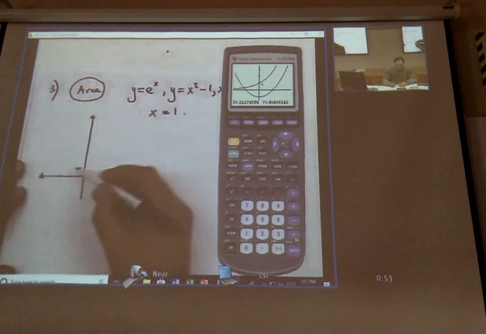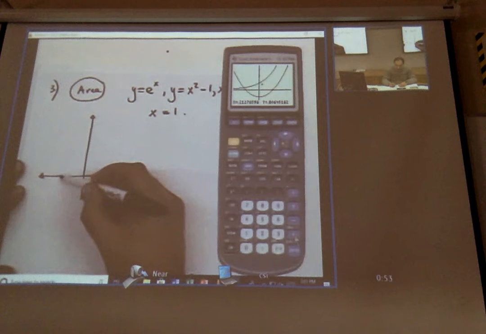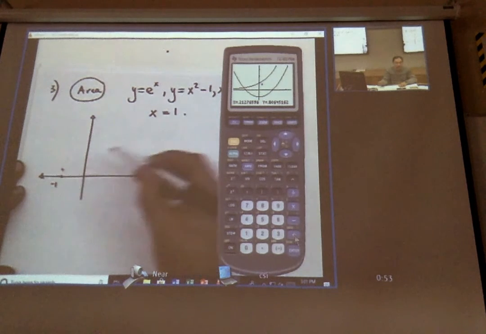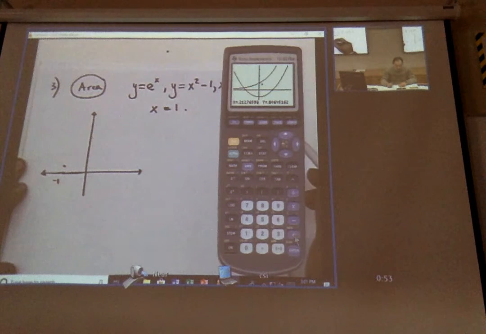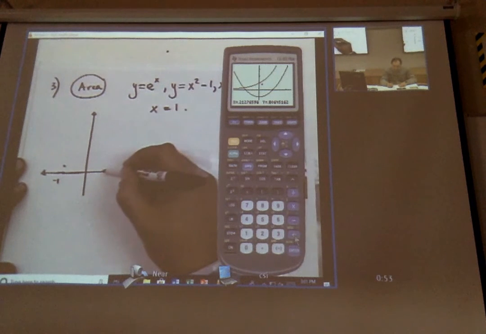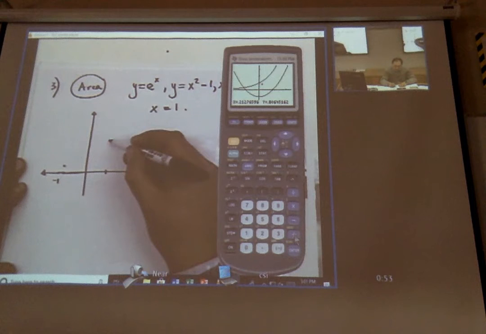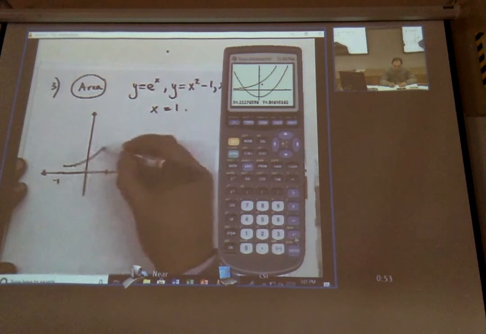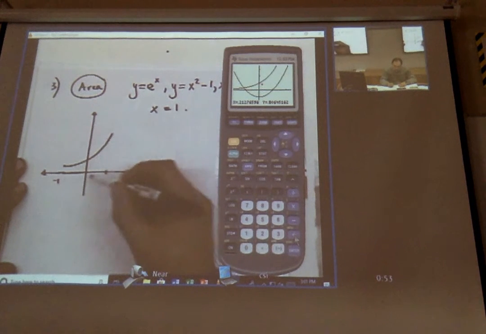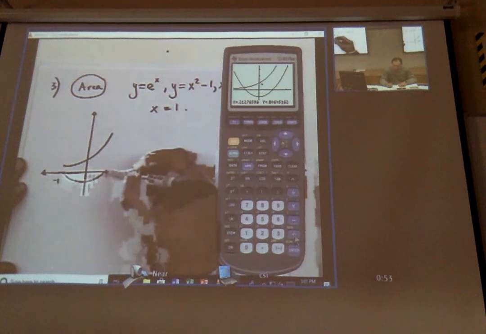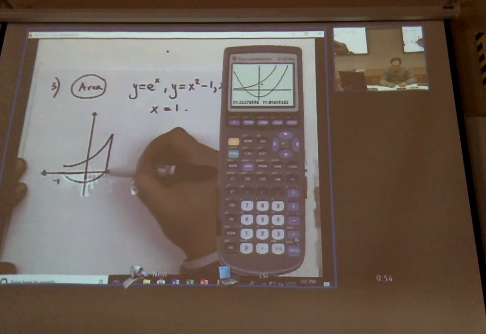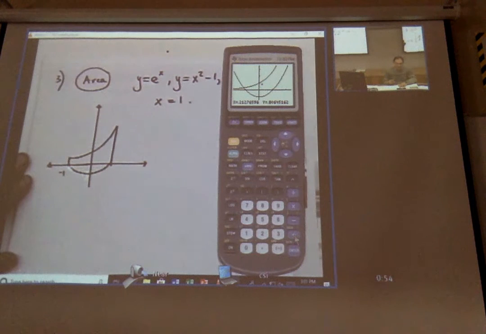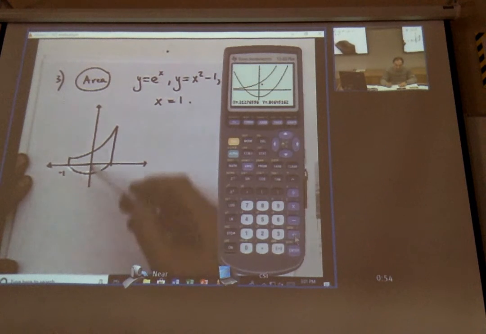So with the parabola, okay, let's say this is -1. The parabola will intersect here, but my e to x is a little bit higher. And the same thing with this one. This one will be over here, so we have something like this. And then the parabola will be like this. So my picture looks like this. Do you understand? So I'm looking for this area.